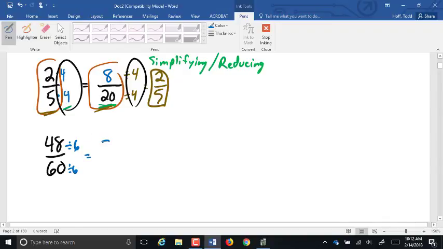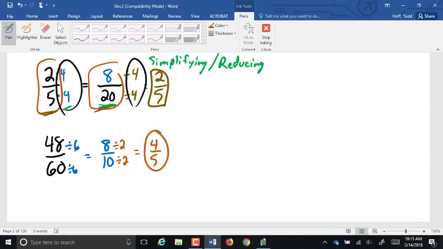Well, 48 divided by 6 is 8. 60 divided by 6 is 10. That's still equivalent, but now we see that we can still divide both of those by 2. Get to 4/5. If we divided by 12 right away, we would have got the 4/5 in one step. But we're still going to get there. It's just a couple more steps is all.